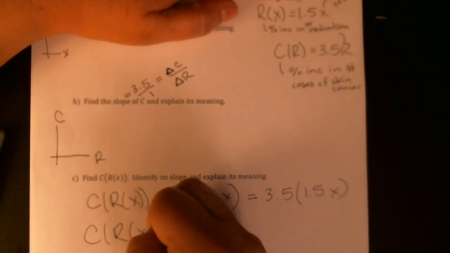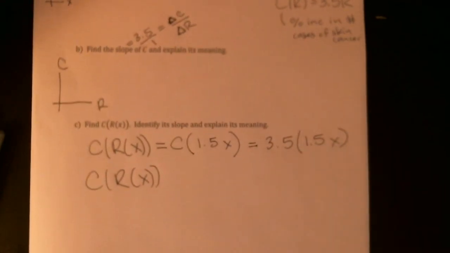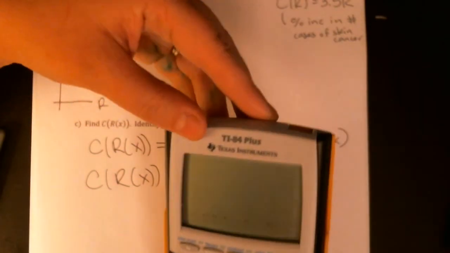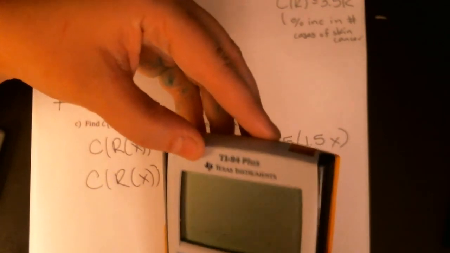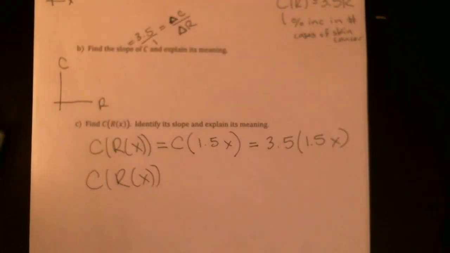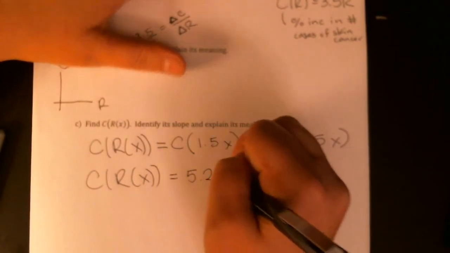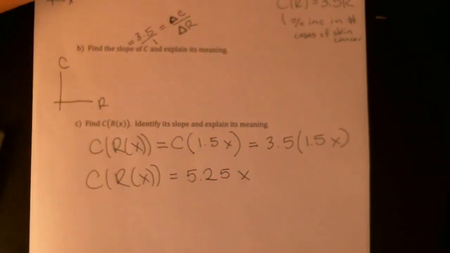So it looks like C of R of X is, let's see, 3.5 times 1.5. Okay, let me think about it. Half of 3.5 is 1.75. So 3, 4, 5.25x. Okay, so C of R of X is 5.25x. We are then supposed to identify the slope of this new function.